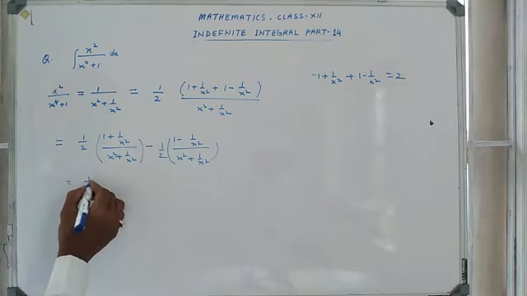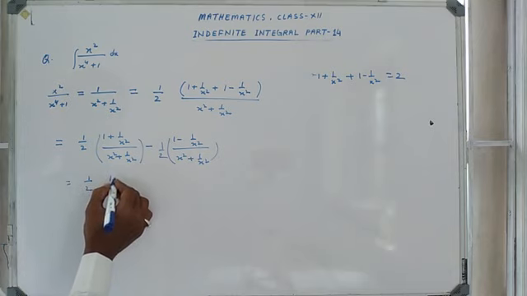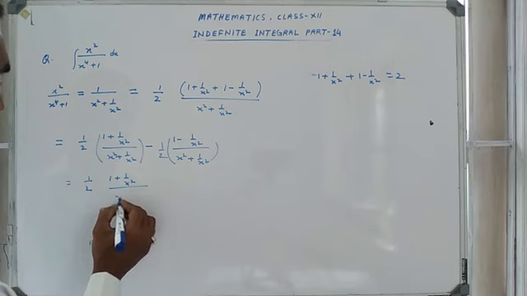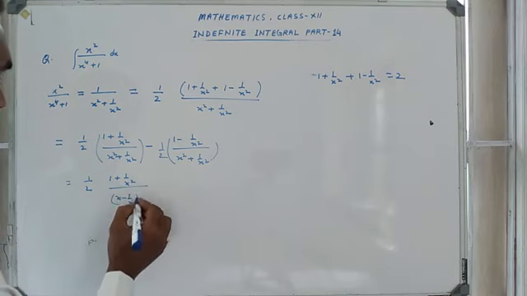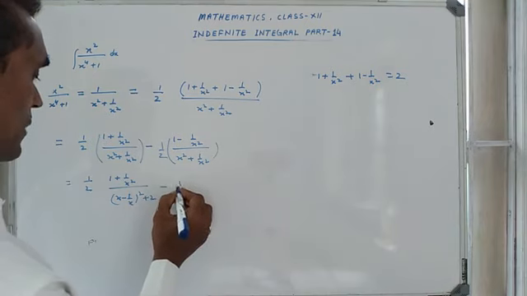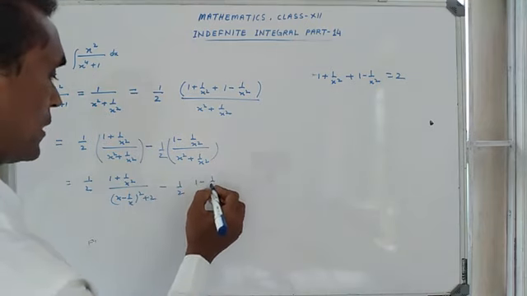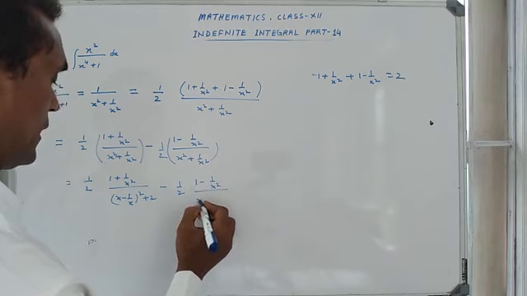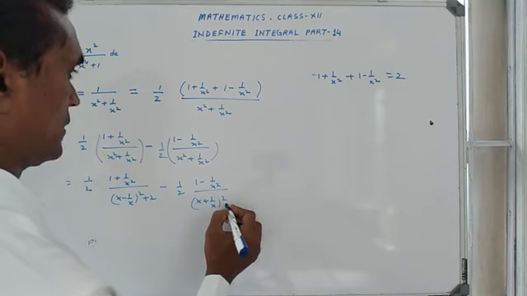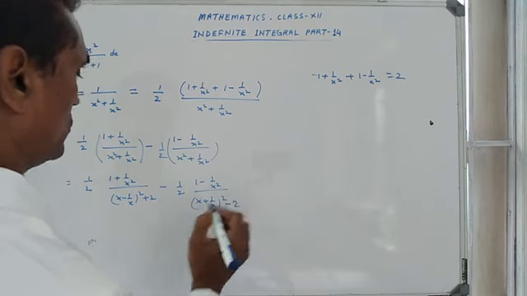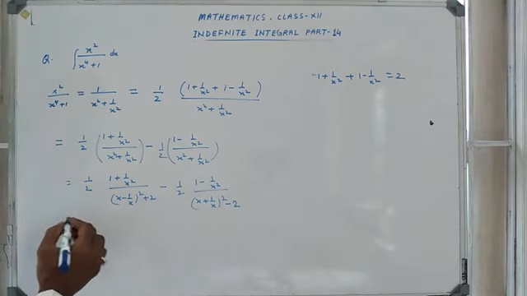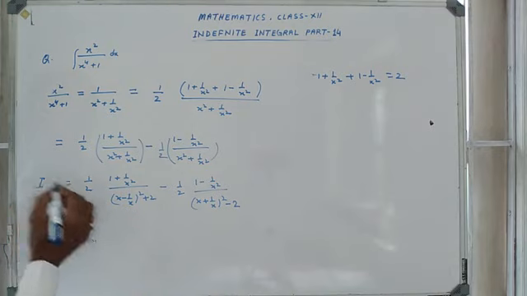So for that, 1 by 2, 1 plus 1 by x square and then x minus 1 by x whole square plus 2 form. Now here minus 1 by 2, 1 minus 1 by x square and then x plus 1 by x whole square and then minus 2. After that we have to apply substitution. So put the integral sign here, integral of this.